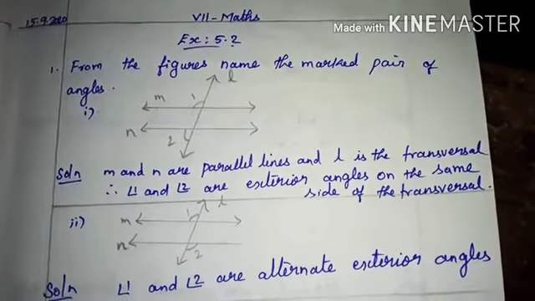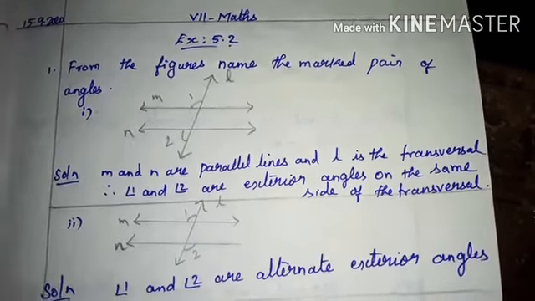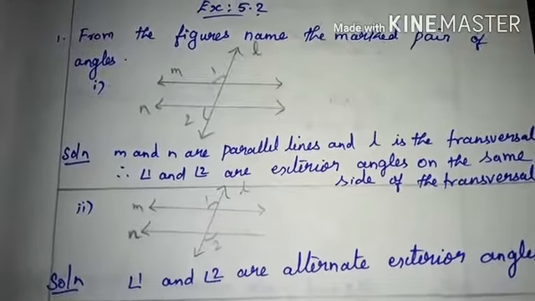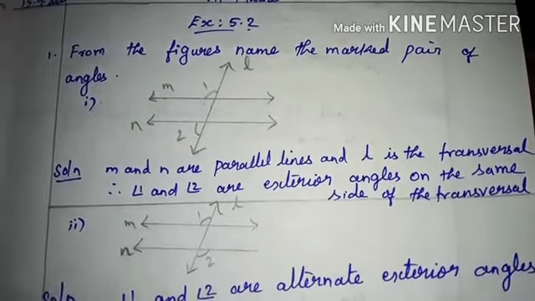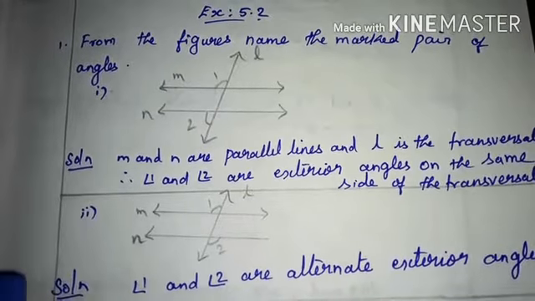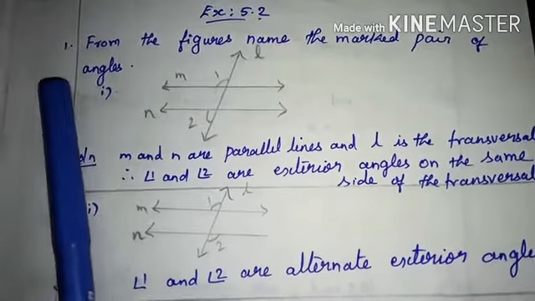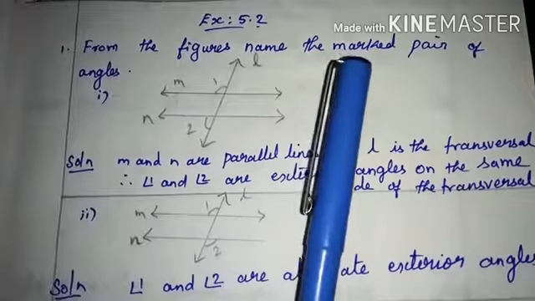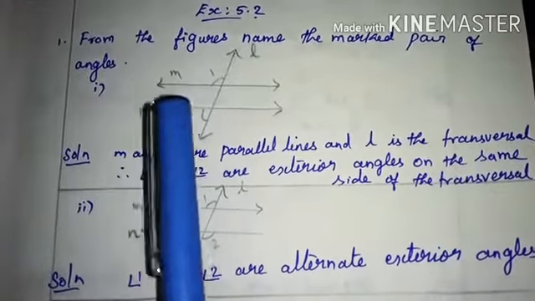Good morning, children. In the previous session, we learned about what a transversal is and what the angles formed by the transversal are. Now, we are going to see the problems from exercise 5.2 using the angles formed by a transversal. First one, from the figures, name the marked pair of angles.